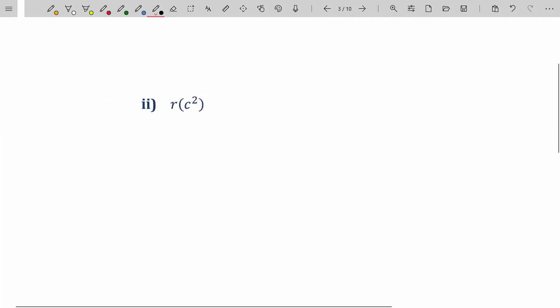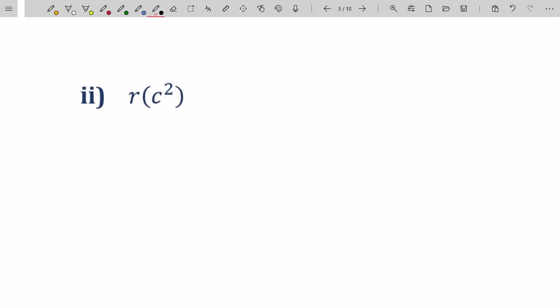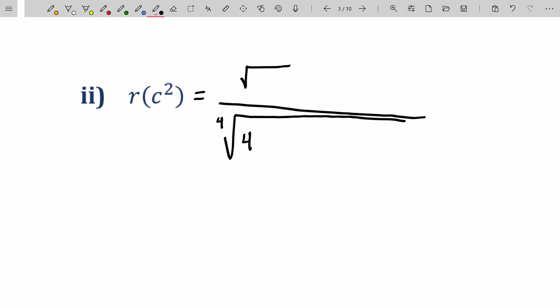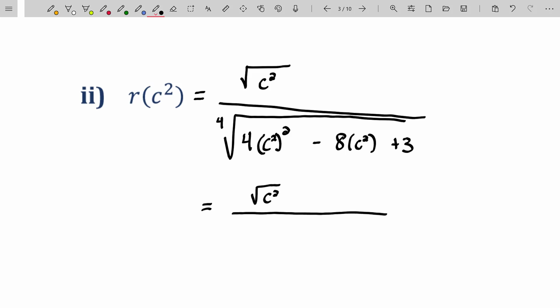Let's take a look at the second one, and lo and behold, there is the r of c squared. So that just means take your function, which was the square root of c over the fourth root of 4c squared minus 8c plus 3, and instead of plugging in c's, you're plugging in c squareds. So plugging that stuff in, it looks pretty easy, looks somewhat simple, but I am going to showcase something that students often get wrong.